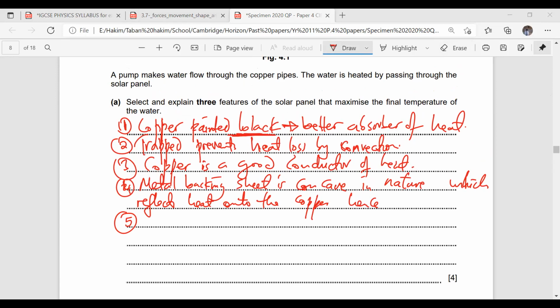Okay. Have you heard about global warming? What does it mean? The ozone layer is being destroyed. And what causes that? Pollution, carbon dioxide, carbon emission. Okay, carbon emission.